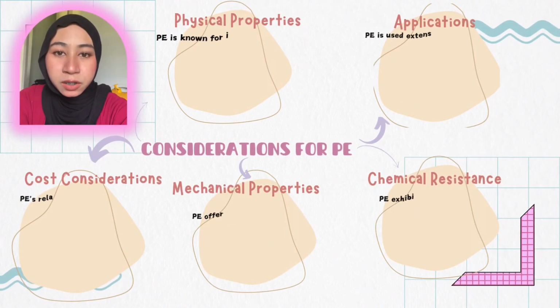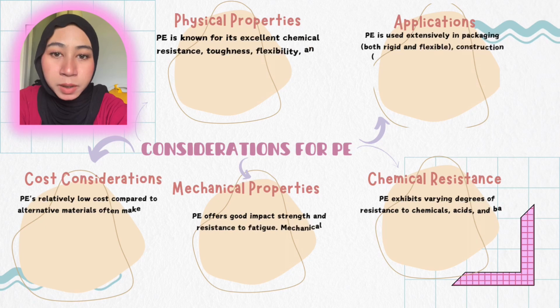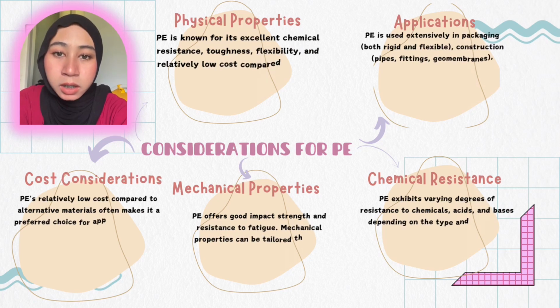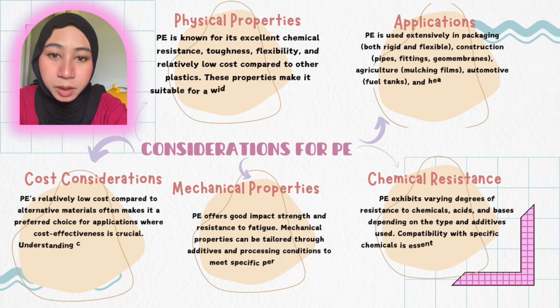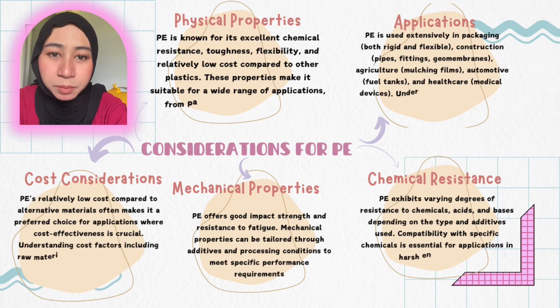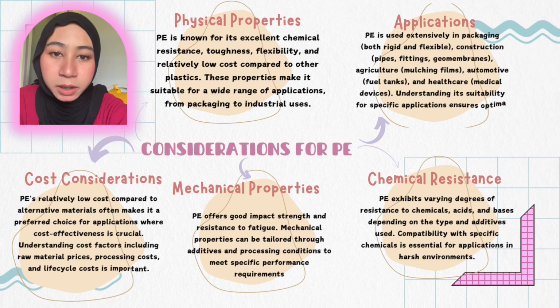For consideration for polyethylene, determine the specific type of polyethylene needed based on application requirement. This includes HDPE, LDPE, LLDPE, MDPE, and UHMWPE, each offering different mechanical, thermal, and chemical resistant properties. There are 5 elements that need to be considered, which are physical properties, application, chemical resistance, mechanical properties, and cost.